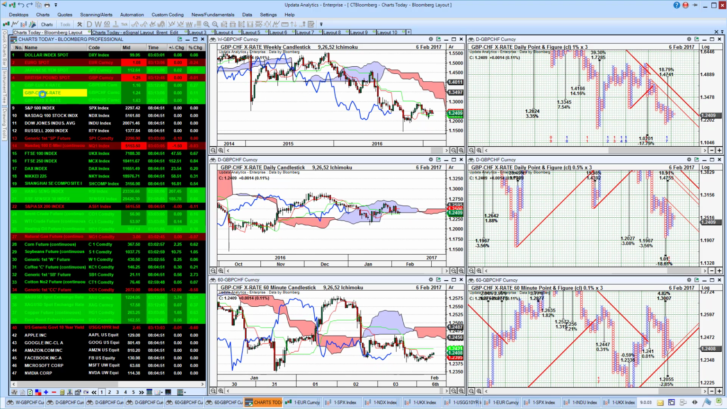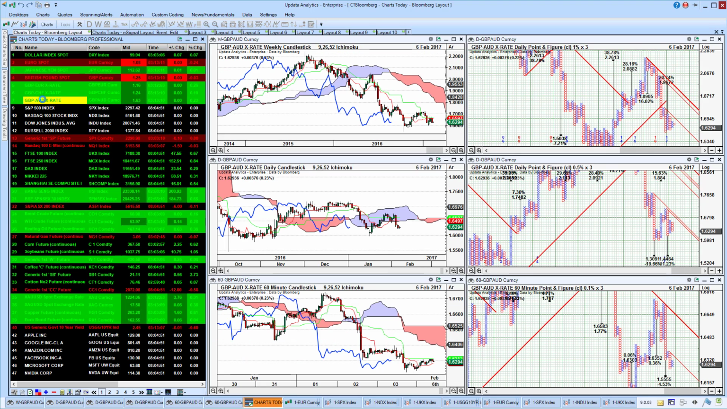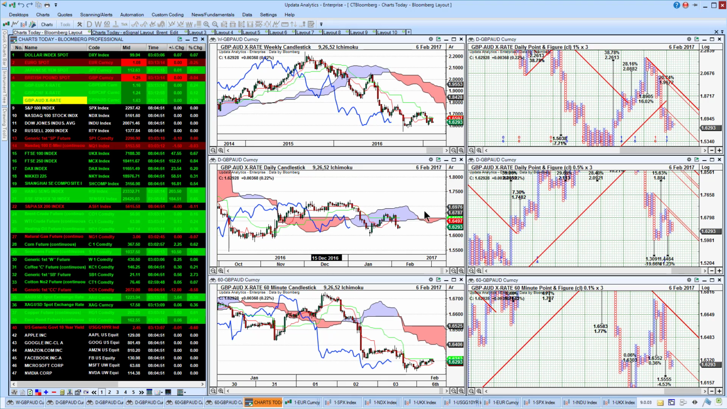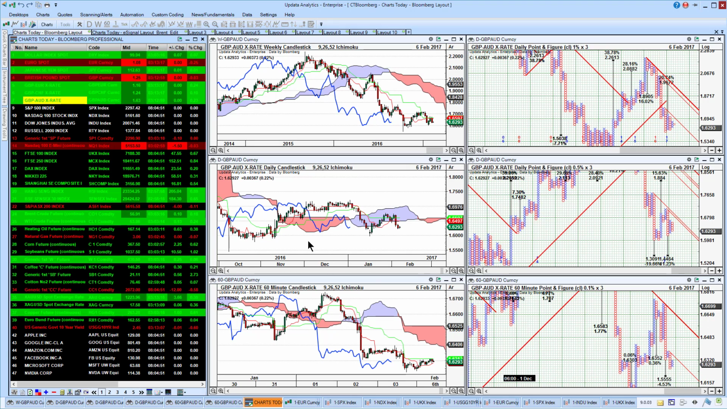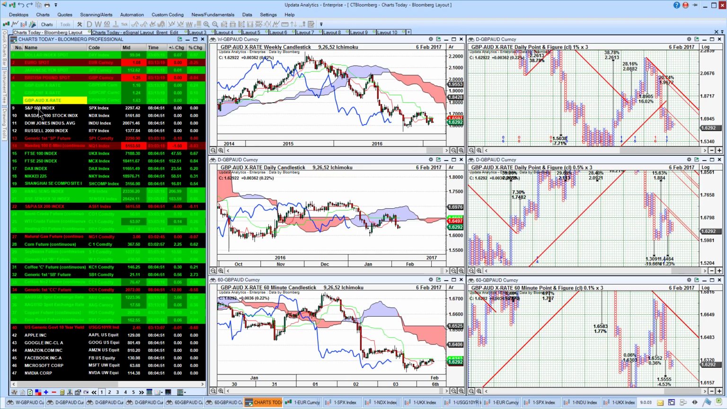And if we look at the Swiss franc, we're below the cloud at 124. And the Aussie dollar, again, below the cloud. We've got a downside target of 155. That's 4.5% downside. So that's short-term, but still pretty bearish on all three time frames.